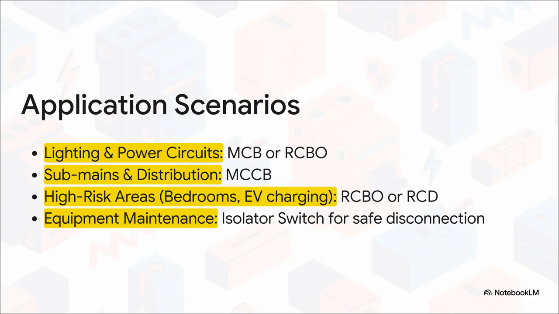For your standard home and office circuits, an MCB or an RCBO for that added layer of safety is your go-to. For the heavy lifting on submains, you're going to use an MCCB. Now, in high-risk areas where people are more vulnerable, think bedrooms, aged care facilities, even EV charging stations, an RCBO is the professional standard. And of course, anytime you need to lock out a circuit for maintenance, you use an isolator for that positive, safe disconnection.